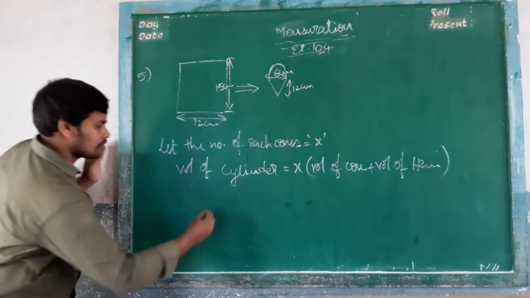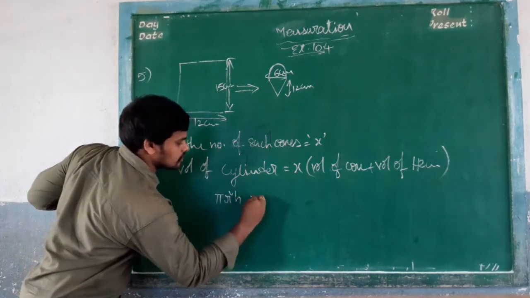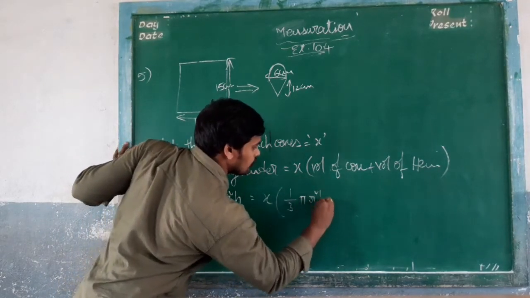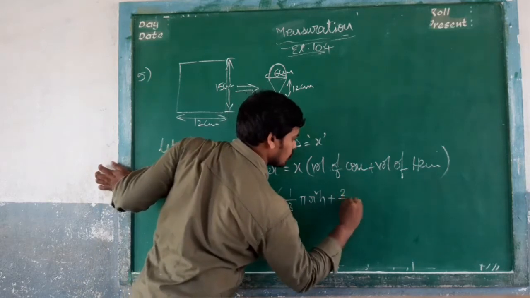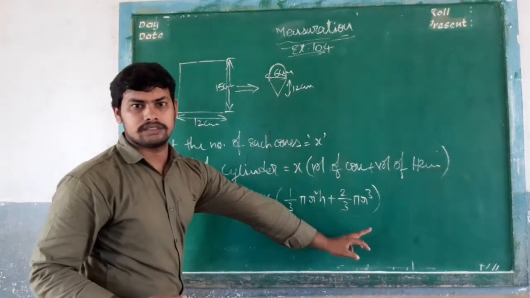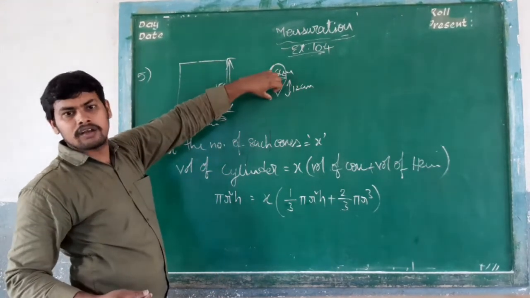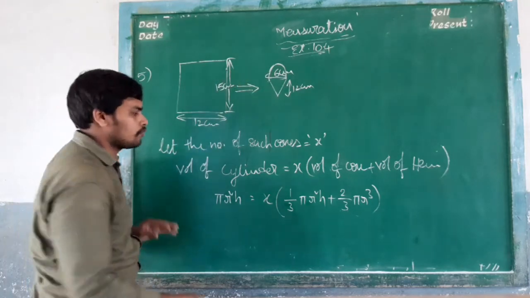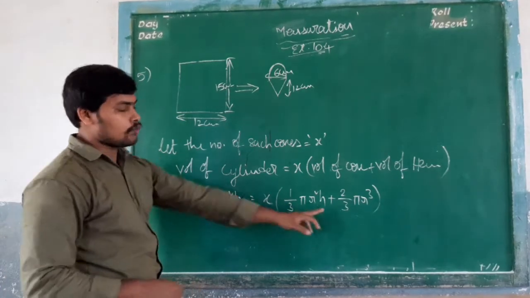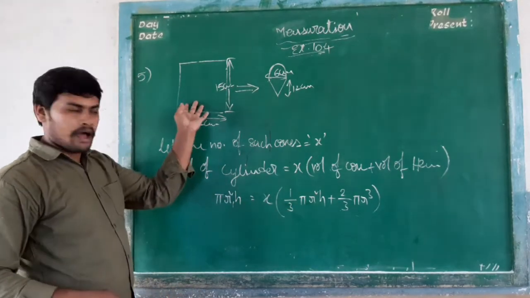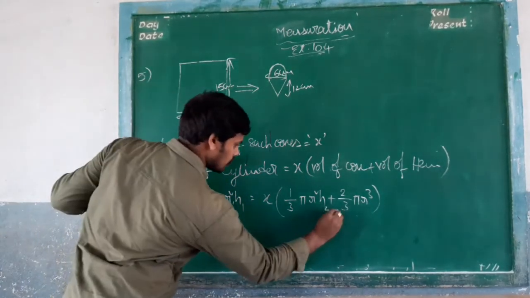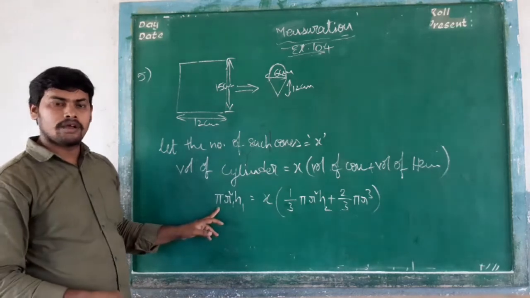Volume of cylinder is pi r square h. Volume of cone is 1/3 pi r square h. Volume of hemisphere is 2/3 pi r cube. Here both r's are the same because the hemisphere is mounted on the cone. Two h's are there: one is the height of the cylinder and the other is the height of the cone. They are different, so this is h1 and this is h2.